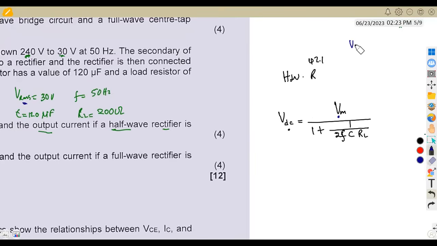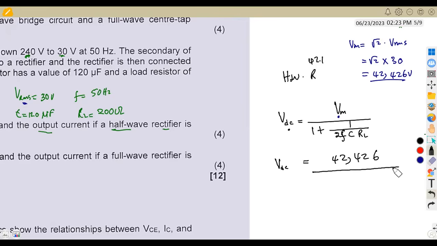From the VRMS that we are given here. Remember that VM is equivalent to the square root of 2 times VRMS. So this will be the square root of 2 times 30 volts. If we multiply, this will be something like 42.426 volts. So having this VM, we can substitute here. As you can see, our formula is direct substitution, VM being 42.426, everything over 1 plus 1 over F.